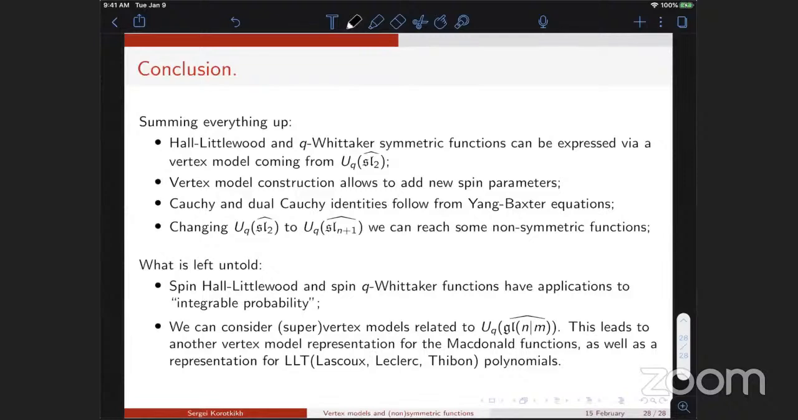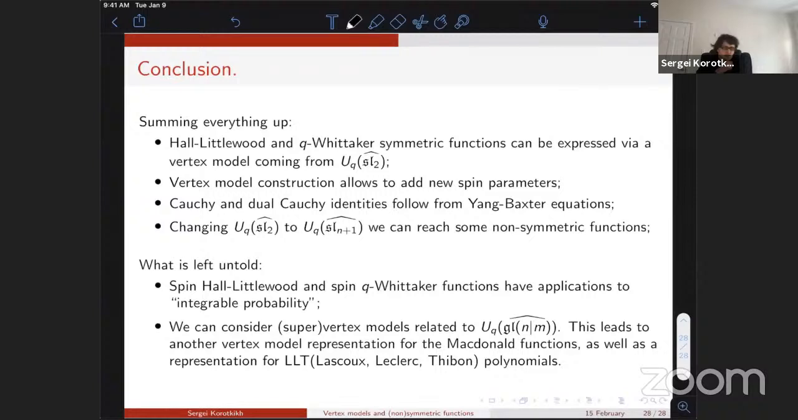May I ask a question? Sergei, any symmetric function can be expressed in terms of some symmetric functions like elementary or power sums and so on. Whether there are vertex models for these expressions, not for the original. I don't know about such vertex models.